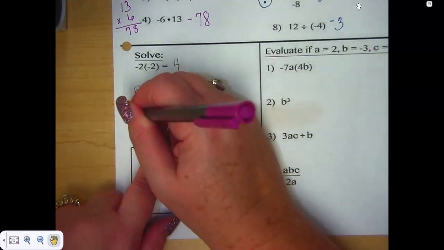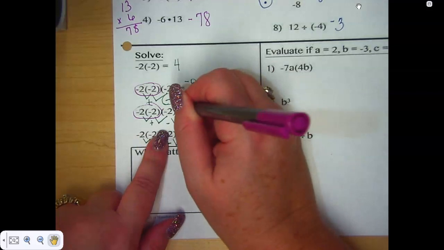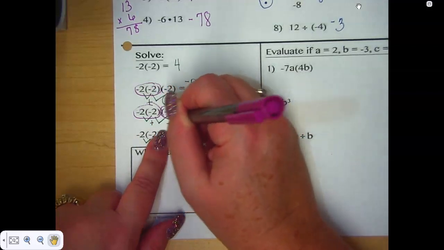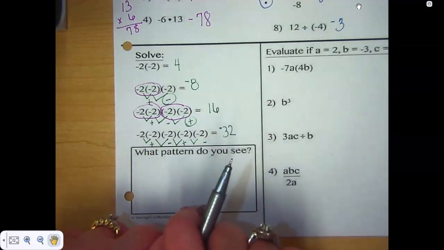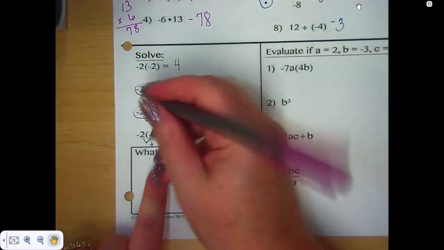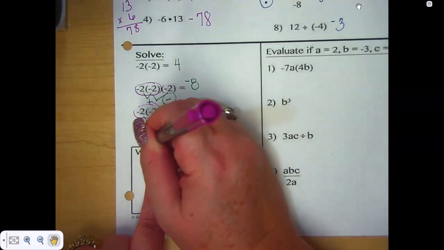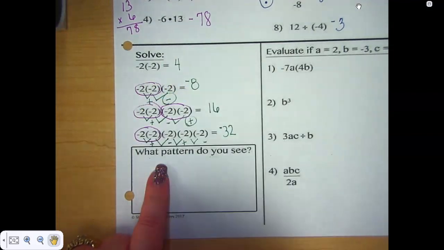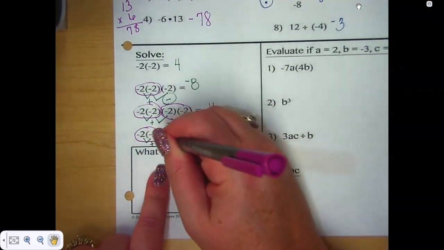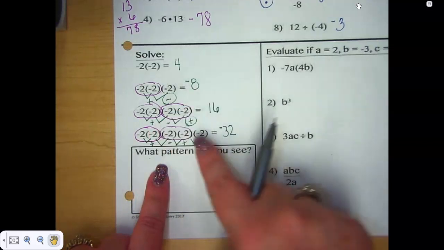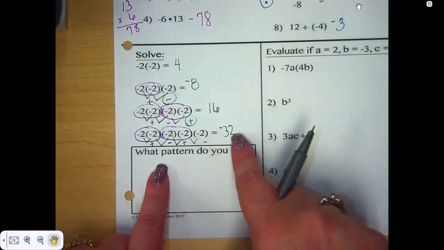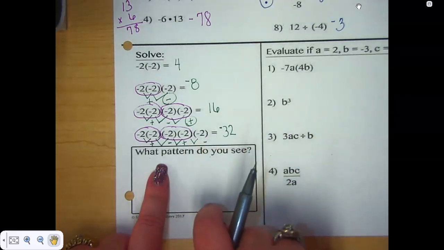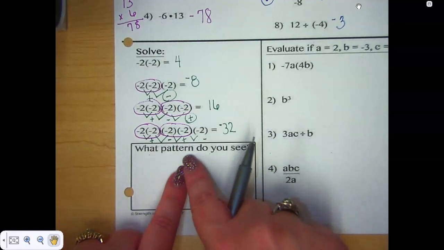Here, these two negatives make a positive, and these two negatives make a positive, and then a positive times a positive is a positive. And when we get down here, multiply this pair, you get a positive, multiply this pair, and you get a positive. But when you get this odd number out, a positive times a negative is a negative, right? So do you see a pattern?